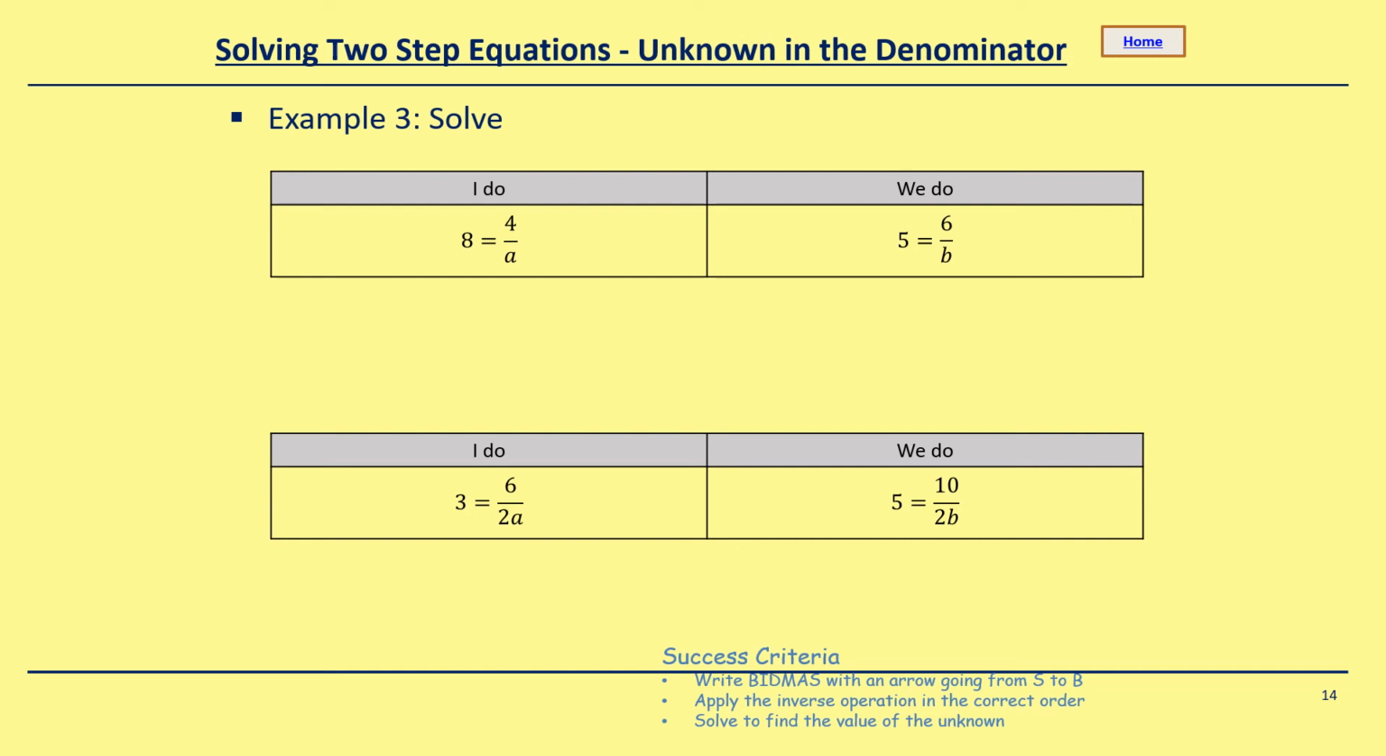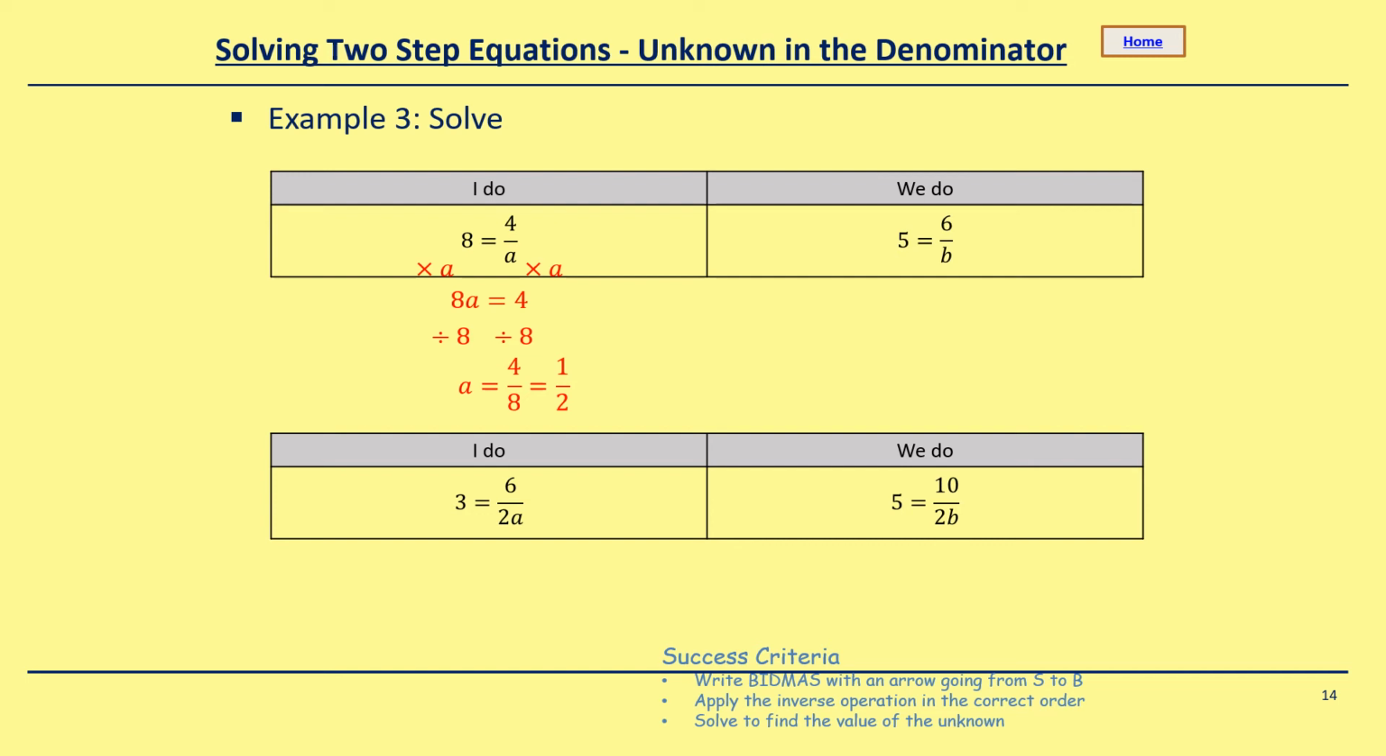So 8 equals 4 over a. I'm going to multiply by a again because a is on the bottom. And I have to multiply left hand side by a and right hand side by a. So that would tell me that 8a equals 4. Now I'm going to divide both sides by 8. That will tell me that a equals 4 over 8, which is a half.